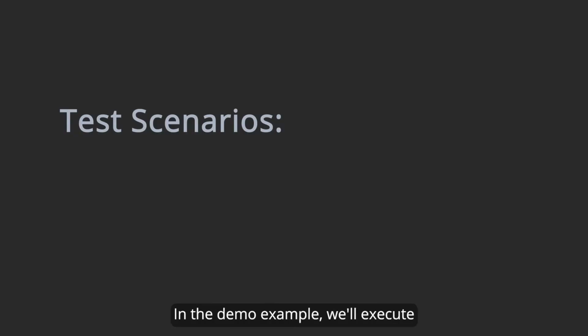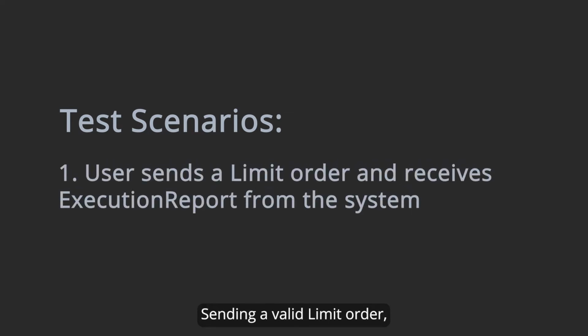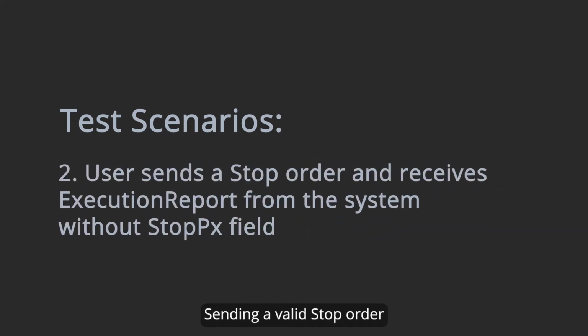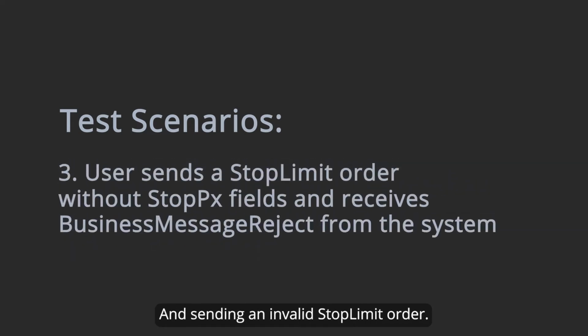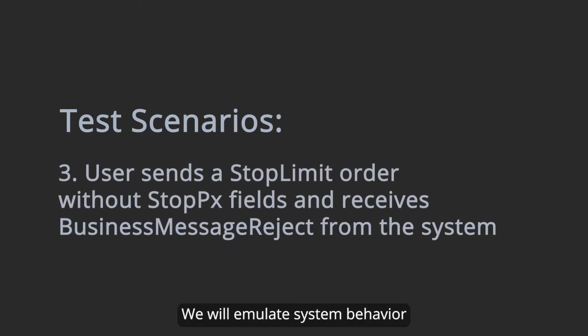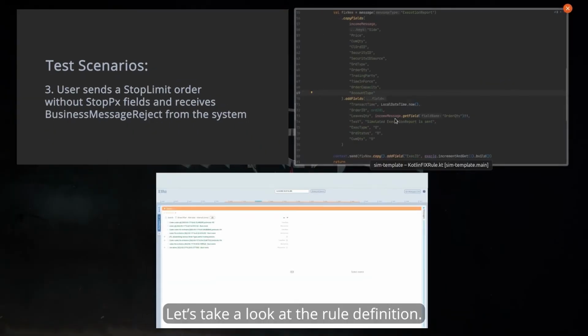In the demo example, we'll execute the following scenarios: sending a valid limit order, sending a valid stop order and receiving an invalid execution report, and sending an invalid stop limit order. We will emulate system behavior using the th2 sim component. It allows you to define the rules that will generate a response for certain requests. Let's take a look at the rule definition.